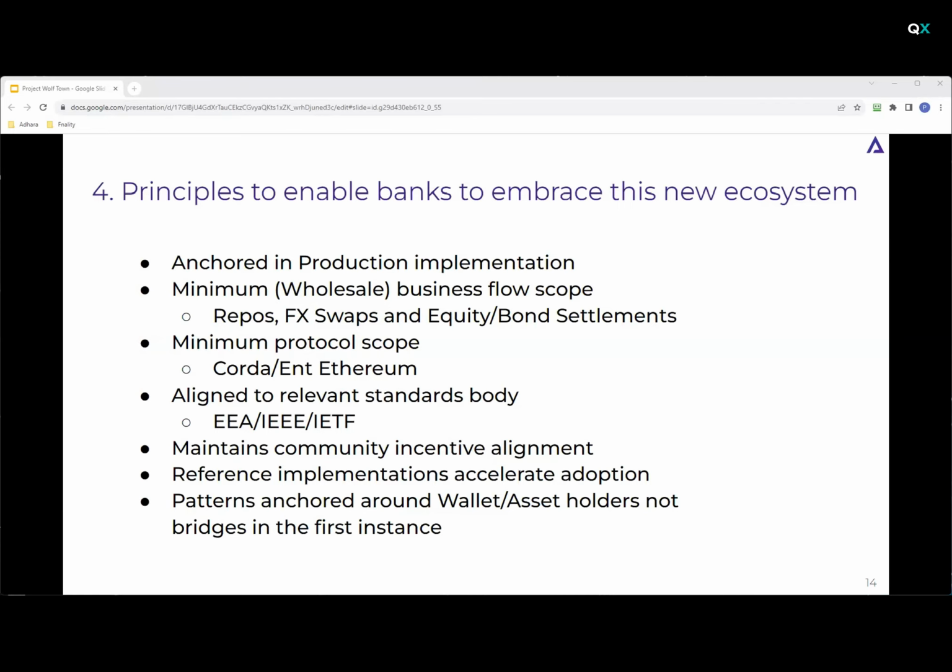Our products are also scoped to enable a minimum flow, so that banks can much more easily adopt and switch completely across to this new ecosystem, if that makes sense. And then we also ensure that we use distributed ledger technology that has been widely adopted, like Ethereum, as well as adhere to relevant standard bodies and contribute where we can to those standard bodies, especially in the interop field.